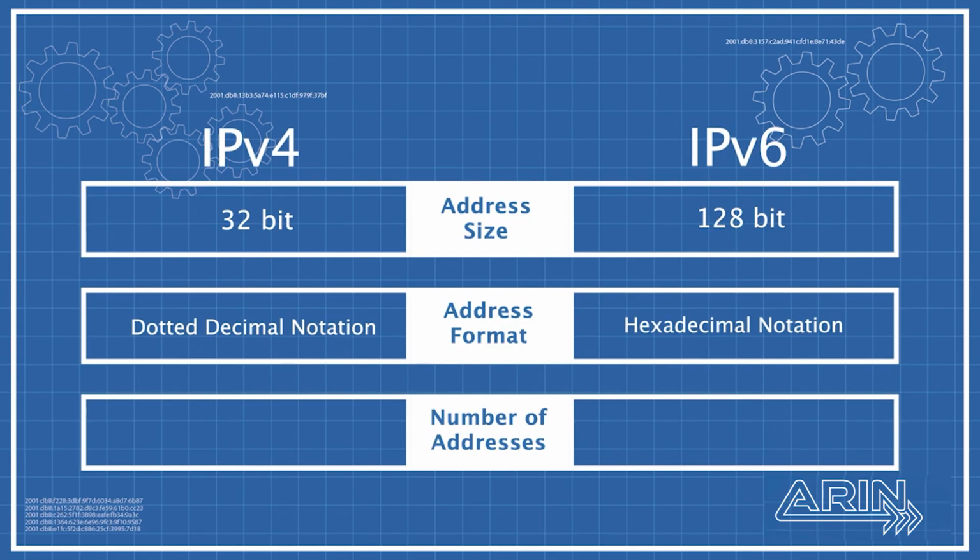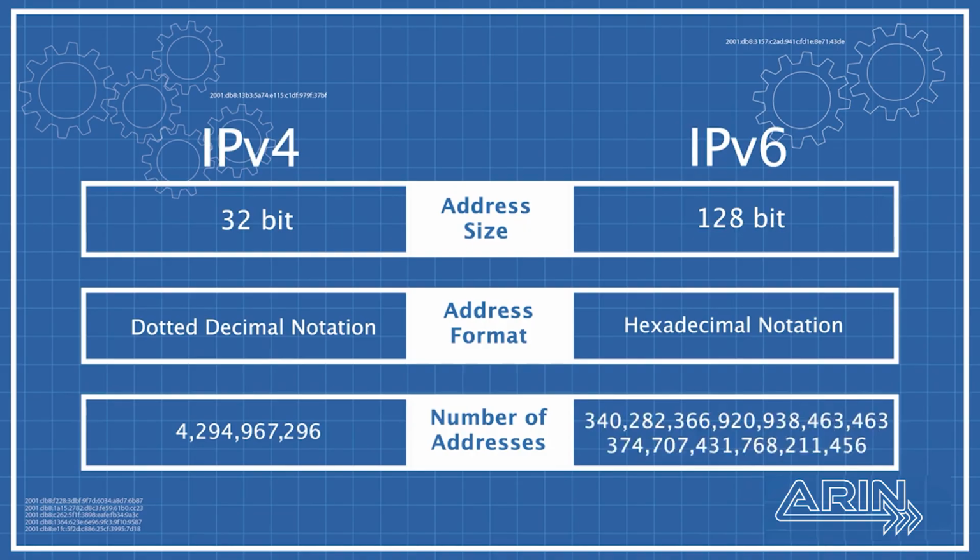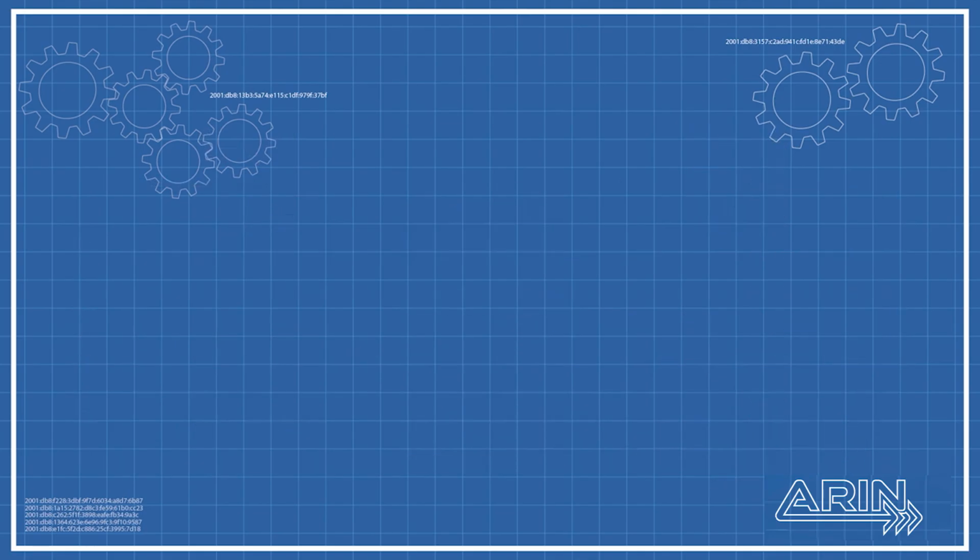The difference in the number of addresses between IPv4 and IPv6 can be hard to process. IPv4 has just over 4 billion addresses. IPv6 has 340 trillion addresses. That's called an undecillion for those who are curious.